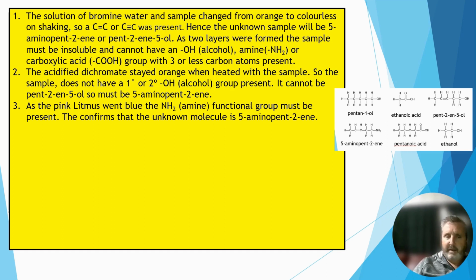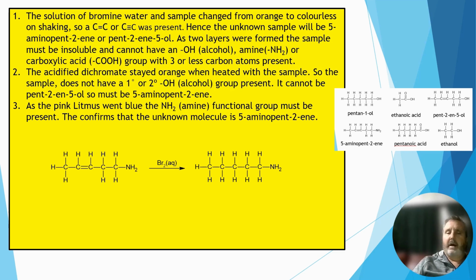We add pink litmus and it went blue. That means that the amine functional group is present. But that's all right. That confirms that this is the molecule that is our third unknown sample, right? It is this 5-aminopent-2-ene. Remember, because it made the bromine water change color to colorless, and the pink litmus paper went blue.